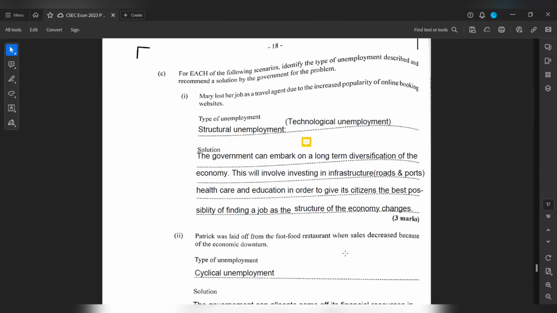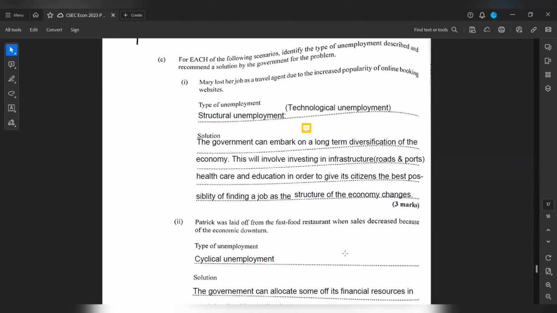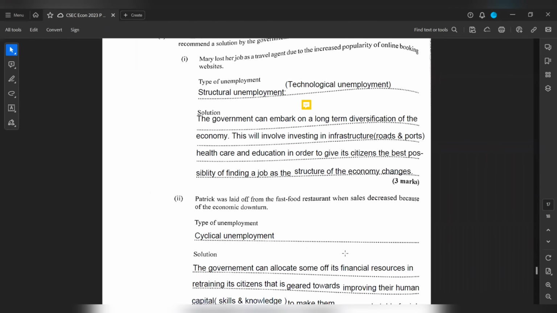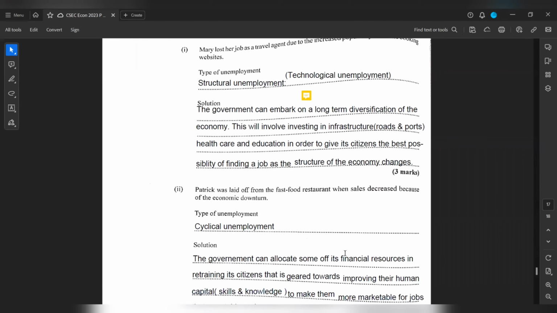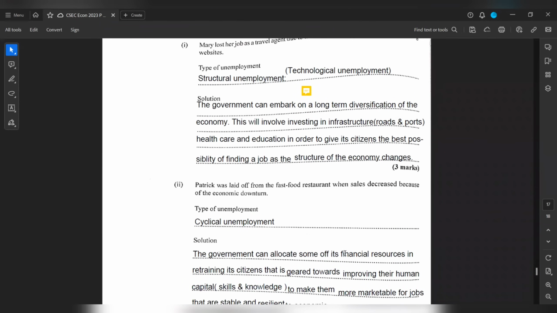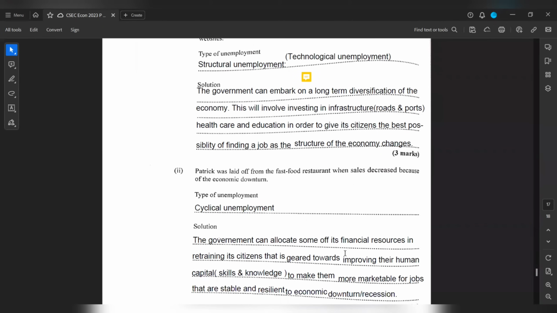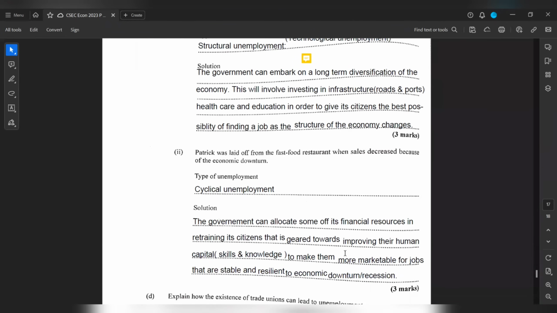Patrick was laid off from the fast food restaurant when sales decreased because of an economic downturn. The type of unemployment will be cyclical. The solution will be that the government can allocate some of its financial resources to train its citizens, that is, get towards improving their human capital in terms of skills and knowledge to make them more marketable for jobs that are stable and resilient to economic downturn or recession.